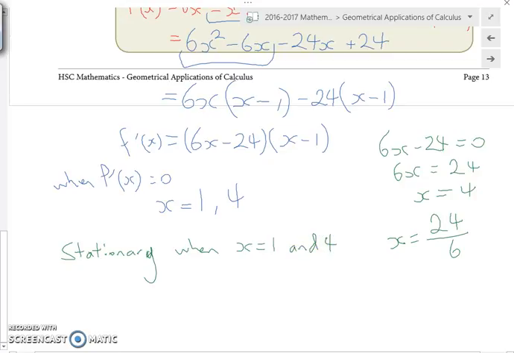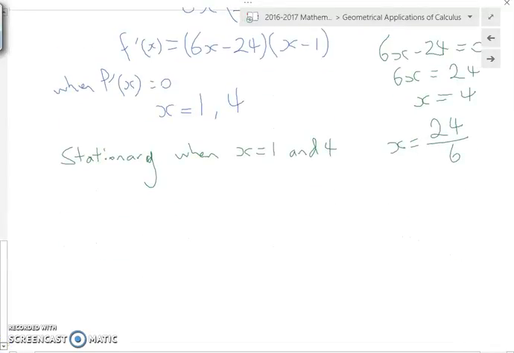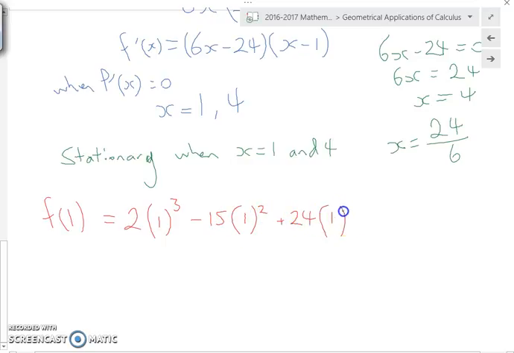So now what do we have to do? We found the stationary points. Yeah, because we need to find the nature of those stationary points. So now, where do we sub it into? The original. Cool. So what we're going to do is go f of 1 equals, and what was the original equation? Yes, it was, because that's the 2. Yep. Minus 7.